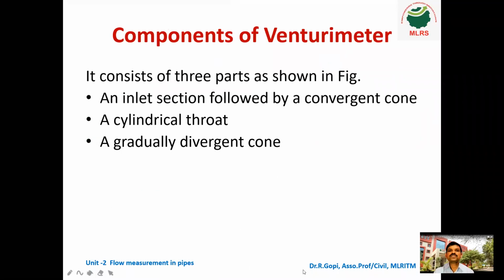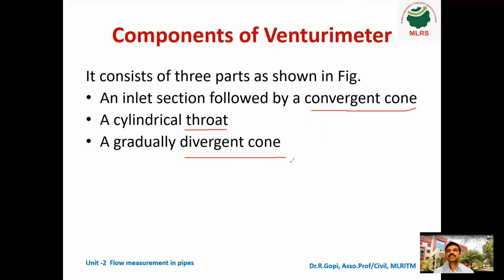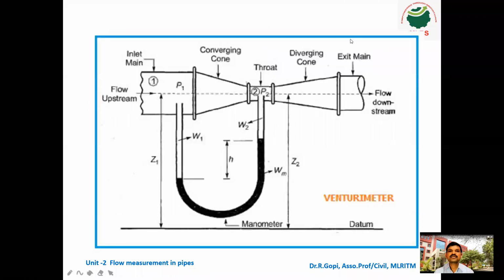So what are the components of the Venturimeter? There are three important components; we will see them one by one. An inlet section followed by a convergent cone. The first one is the convergent cone, the second is the cylindrical throat, and the third is the divergent cone. So there are three parts: convergent cone, throat, divergent cone. Let us see the picture; we can easily understand. Now you can see in this picture.